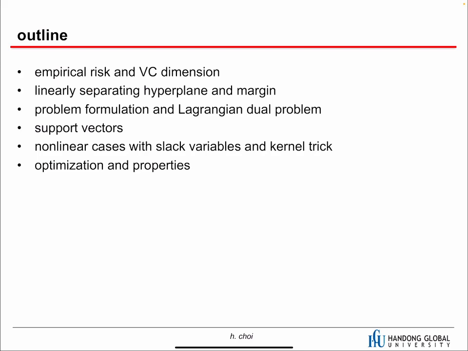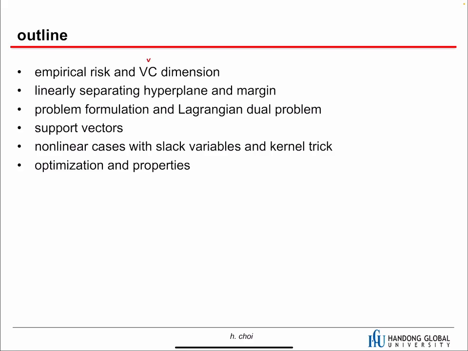First, basically we want to minimize risk, but risk is not available. We cannot calculate risk directly, so instead we have empirical risk, so we can minimize empirical risk. But there is a question. When we minimize empirical risk, do we actually minimize risk? So there is some connection. Empirical risk plus some term can be an upper bound of risk. To make that upper bound, we introduce VC dimension.